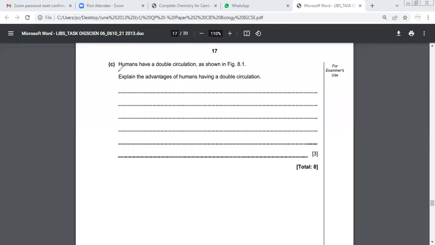Okay, humans have a double circulatory system. Explain the advantage of humans having a double circulation. It allows lower blood pressure for the circulation in the lungs.